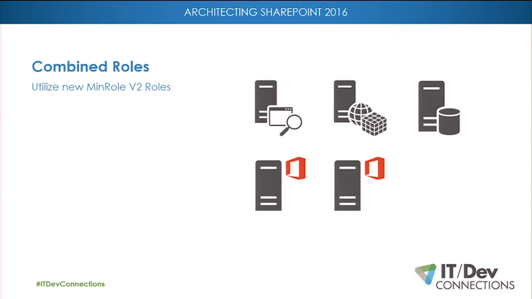Then, of course, we have the combined roles, which give you the smaller environments, which means if you are on the smallest SharePoint server farm right now, then you can still do that, and you can go with a combined option. So you don't have to have the minimum, which was 4. You can now go with effectively the minimum of 3 if you went with some database infrastructure and then combined roles.